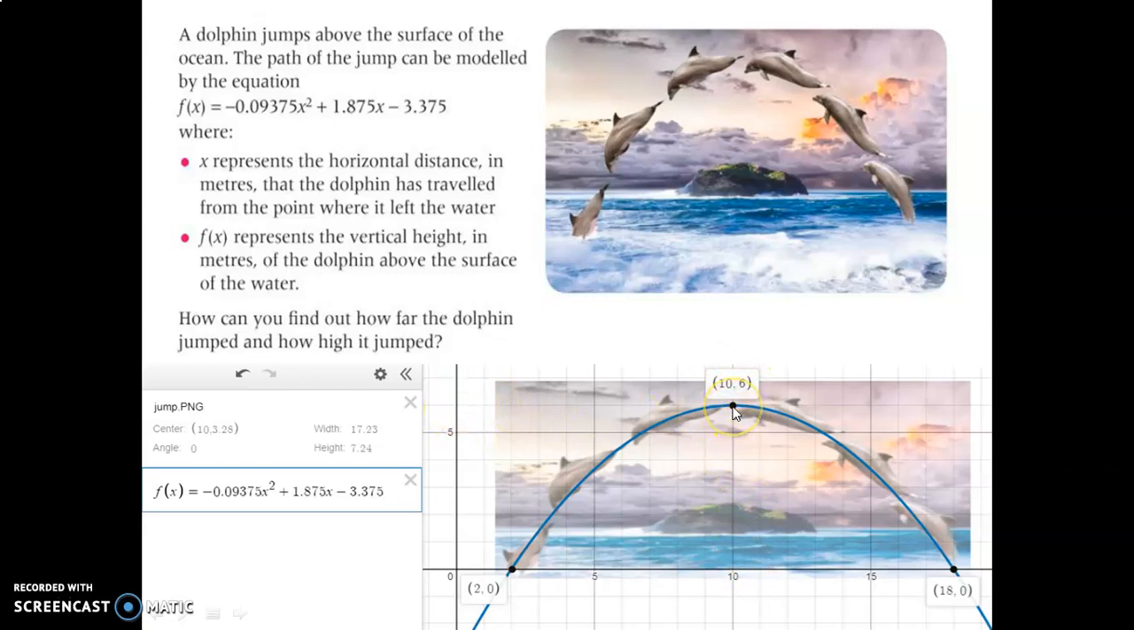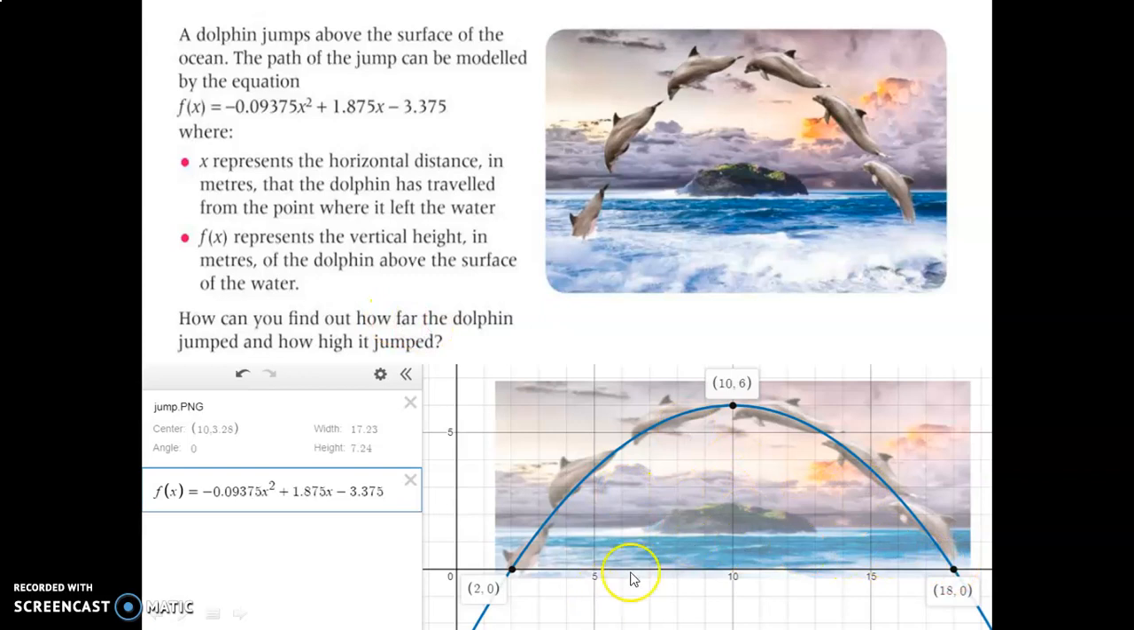So notice when we asked how high the dolphin jumped, we can look at the y value of the vertex, because that tells us it jumped 6 meters up in the air here. The y value, right? Not the x. Okay, and then the other question was how far did it jump?